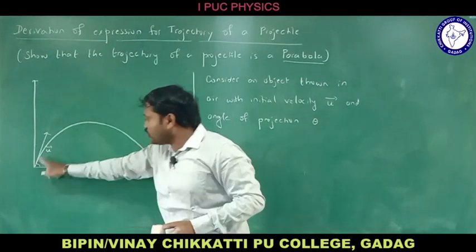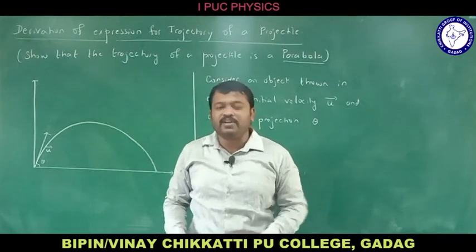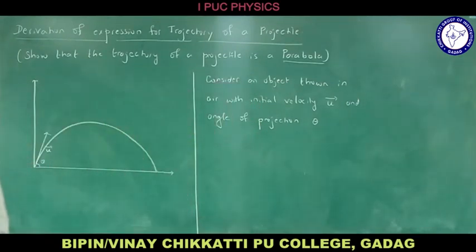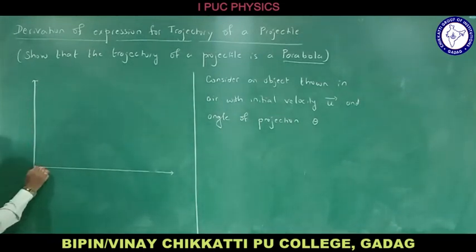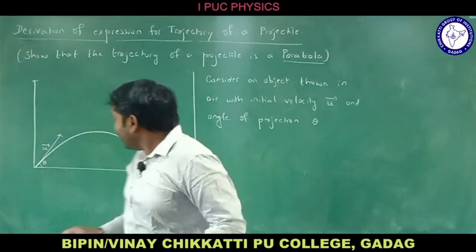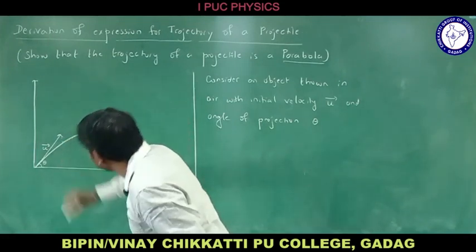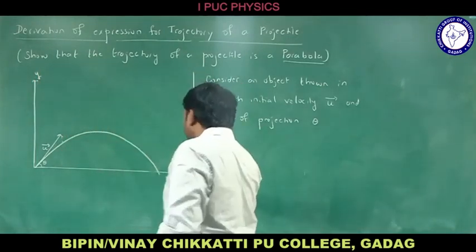Okay, now consider an object which is thrown in air with initial velocity u and angle of projection theta. Let me split that. What do I get if I split this? For your understanding, let me take the angle smaller so that it will be clear to you. Okay, this is the angle of projection. This is which vector now here? U vector. Now let me split this. This is along which axis? X axis. Let me take this as the x axis and this as the y axis.